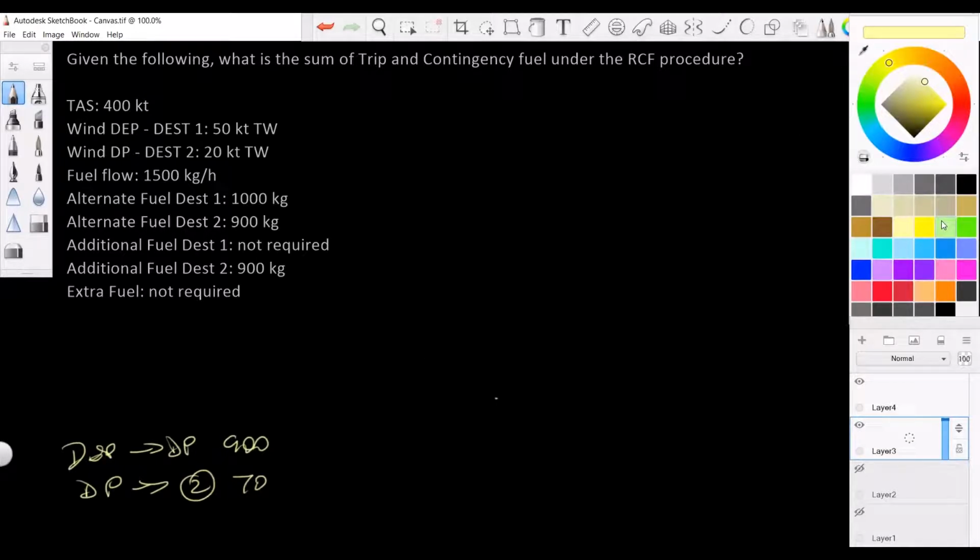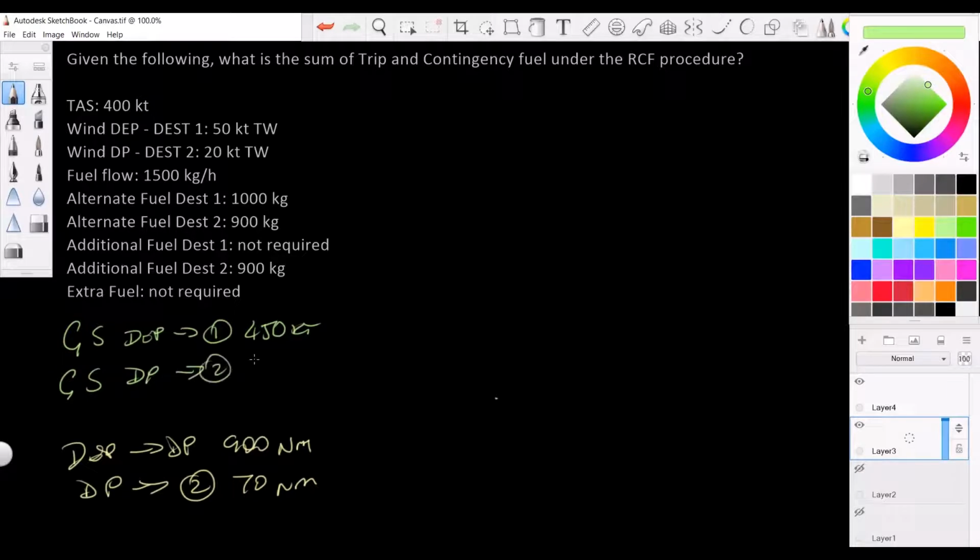Now, let's look at our ground speeds again. We already said that our ground speed from departure to 1, which includes going via the decision point, is 450 knots. Sorry, I didn't write units here. That's bad. Nautical miles. And we can see that we only got a 20 knot tailwind from the decision point to destination 2. So our ground speed from the decision point to 2 is 420. So what I will do is I'll just delete that. And the only important thing for this part of the question is that our ground speed from departure to decision point is 450 knots, which is the same as it was for the first calculation. Obviously that section of the flight is flown exactly the same regardless of which destination. And the decision point to 2 is 420 knots.